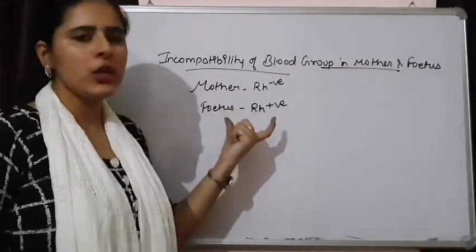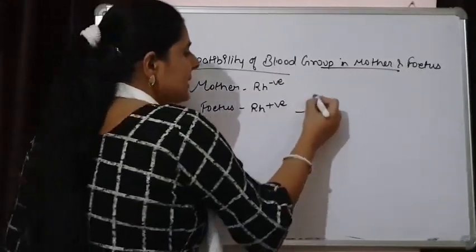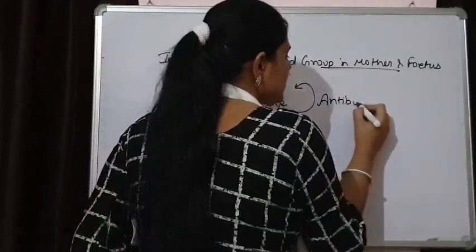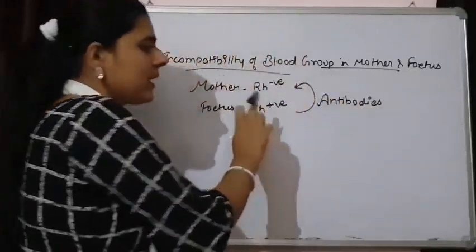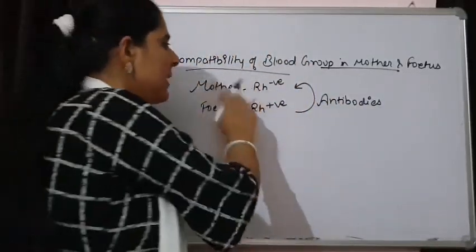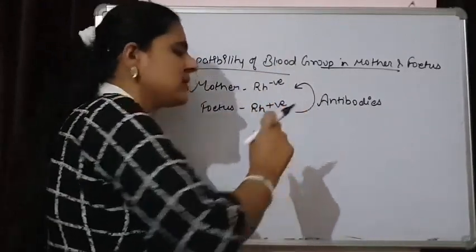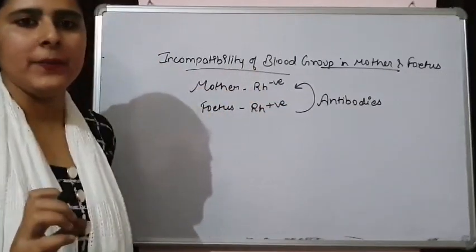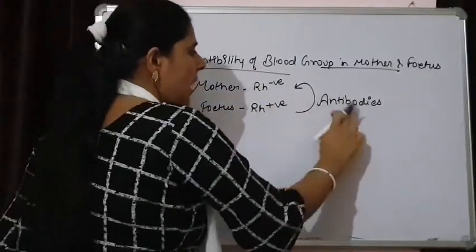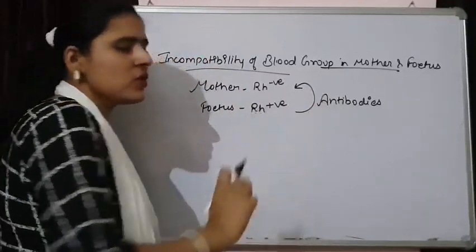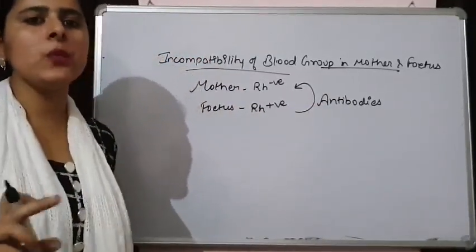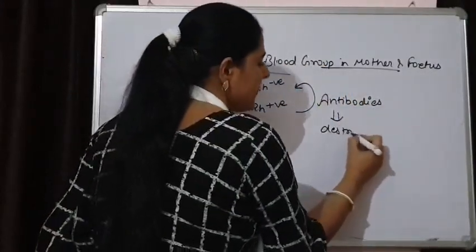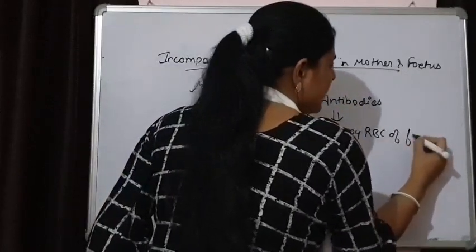The first child will be normal, but it has activated the immune system of the mother, and the mother's immune system has started producing antibodies against this Rh factor, because the mother's body is taking this Rh factor as a foreign agent. During the time of the second child, the mother's body already has the antibodies for Rh factor. So if the second fetus is also Rh positive, these antibodies are going to destroy the RBCs of the fetus.